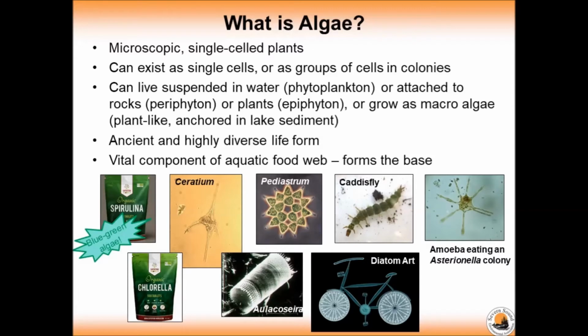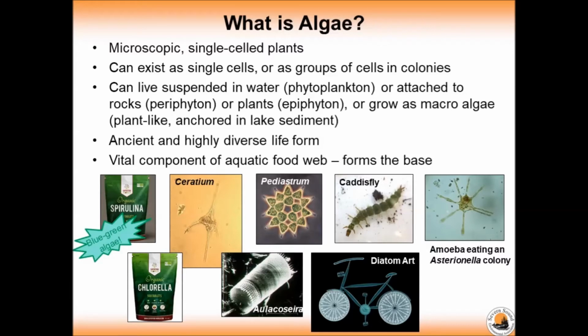So to dive in, what is algae? Algae are microscopic single-celled plants which can exist as either single cells or groups of cells in colonies, and those colonies are what tend to be more visible. They can live either suspended in the water or attached to things like rocks or other plants, or parts of your dock, or they can also grow as what we call macroalgae, which actually look plant-like and can be rooted right into the lake sediment like a plant.